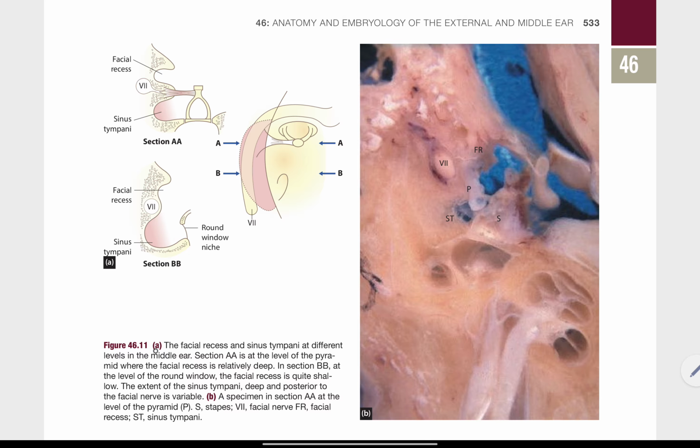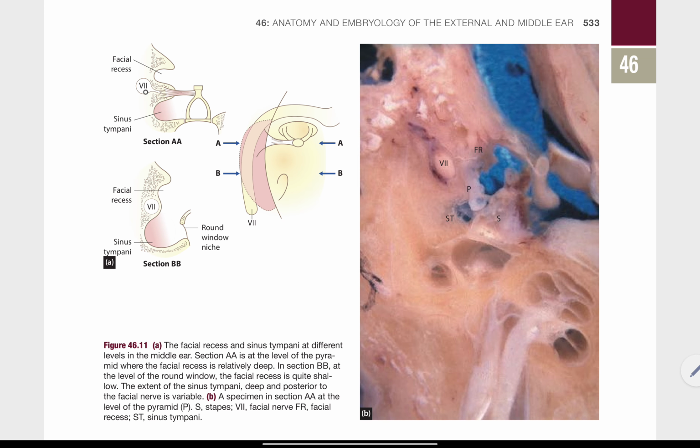Figure 46.11a, the facial recess and the sinus tympani at different levels of the middle ear. Section AA is at the level of the pyramid, where the facial recess is relatively deep. In section BB, at the level of the round window, the facial recess is quite shallow. The extent of the sinus tympani, deep and posterior to the facial nerve, is variable.